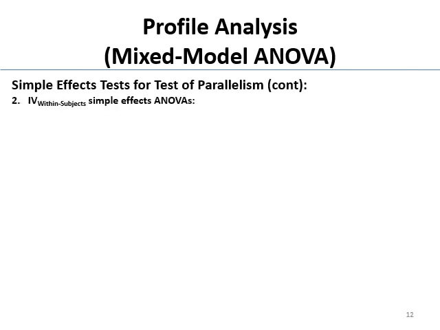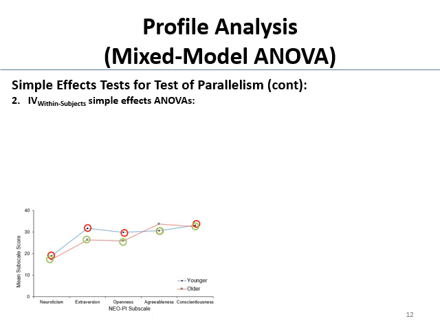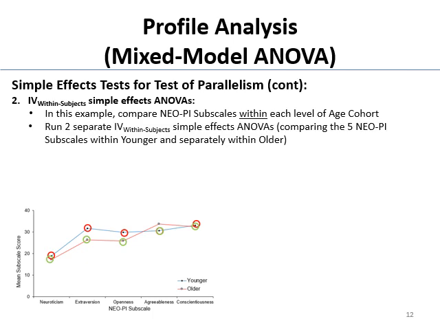The second set of simple effects ANOVAs is for each of the between subjects levels, that is for younger, and then another set of tests for older, we would compare the NEOPI subscales within each level of age cohort. That is 2 separate within subjects simple effects ANOVAs. So each one compares the 5 NEOPI subscales, one within younger, the other within older. You also want to use a Bonferroni corrected alpha level. The Bonferroni corrected alpha level is 0.05 divided by the number of levels of the between subjects independent variable.